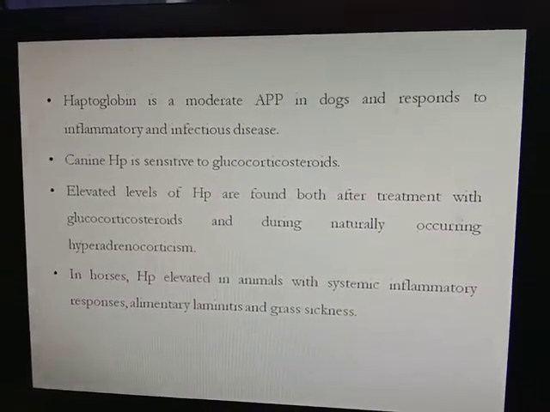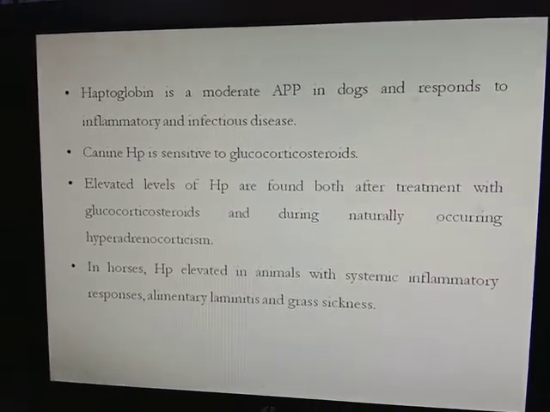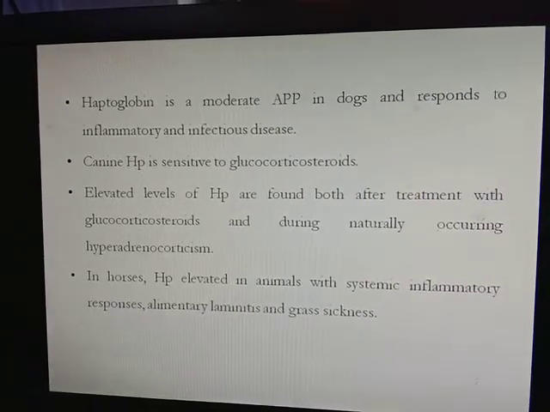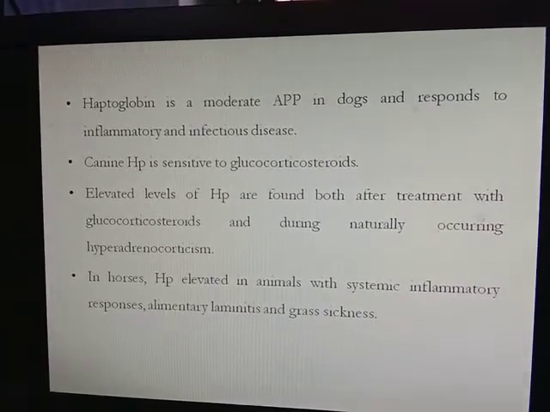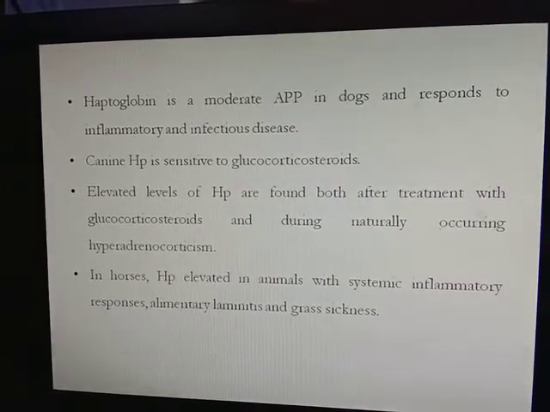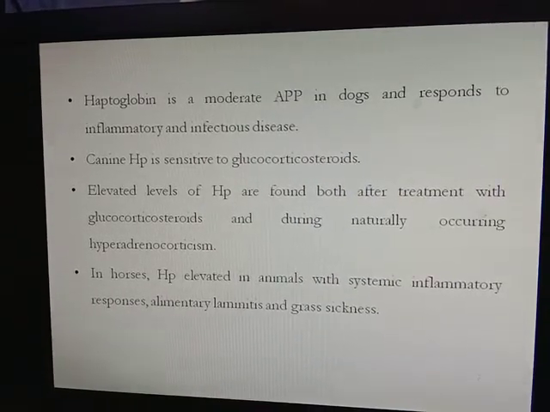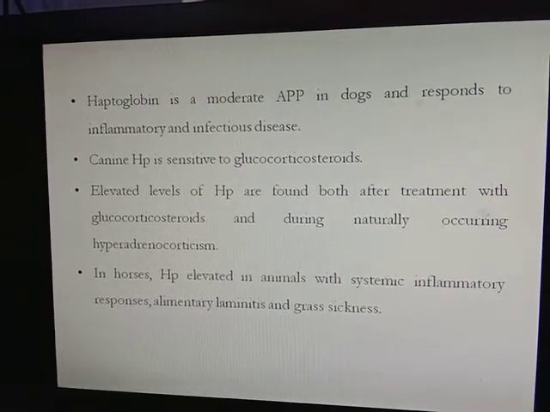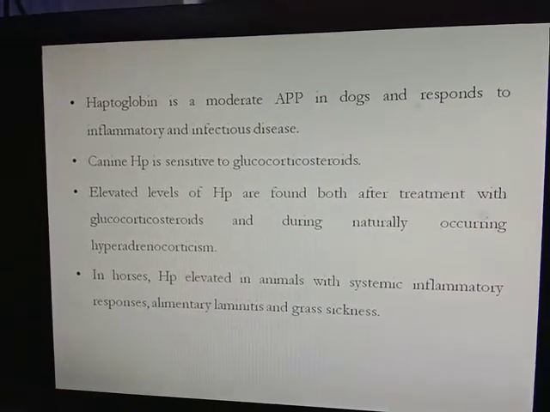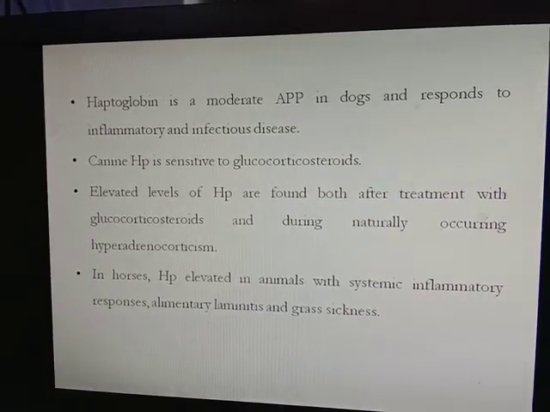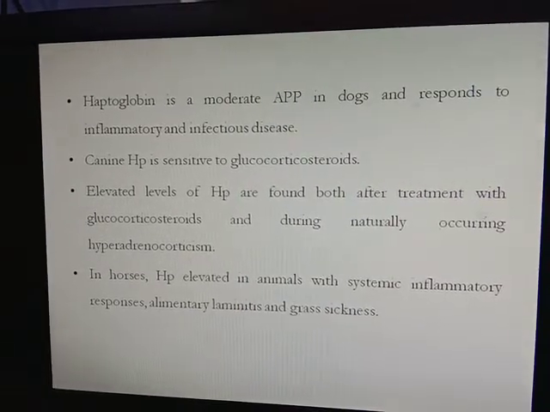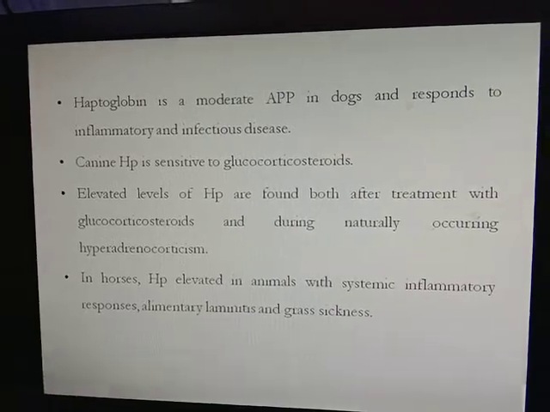Haptoglobin is a moderate acute phase protein in dog and responds to inflammatory and infectious disease. Canine haptoglobin is sensitive to glucocorticosteroid. So, elevated levels of haptoglobin are found after treatment with glucocorticosteroid, because canine haptoglobin is sensitive to glucocorticosteroid, and during naturally occurring hyperadrenocorticism. In horse, haptoglobin level is increased with systemic inflammatory responses, alimentary laminitis and grass sickness.